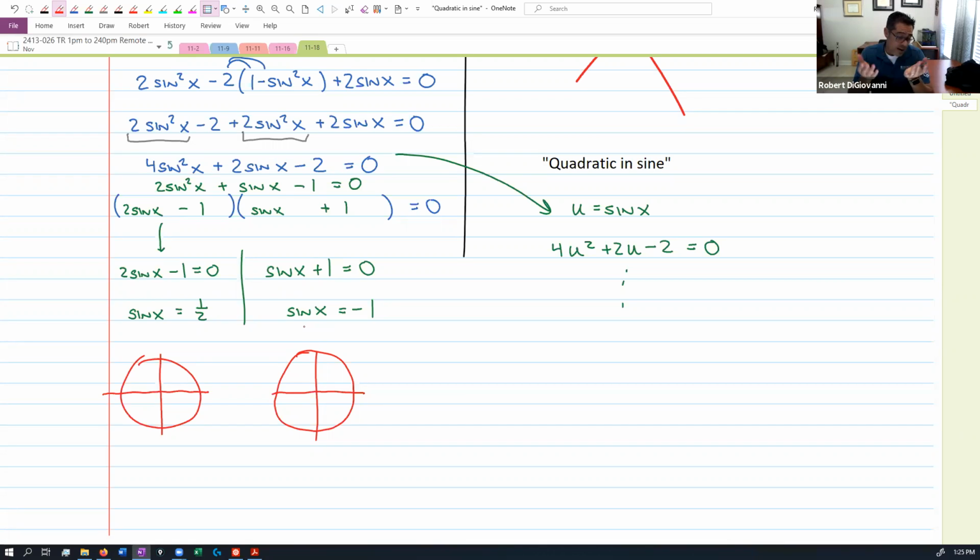So now I need to know about my unit circle here. I'm looking for where the sine function is 1/2, and sine is the y coordinate. So I need to be familiar with these points. They are here and here. That's pi over 6 and 5 pi over 6. Those are the two places on the unit circle where the y coordinate is 1/2. And then here I need to know where the y coordinate is -1, which happens down here. That means that x has to be 3 pi over 2.